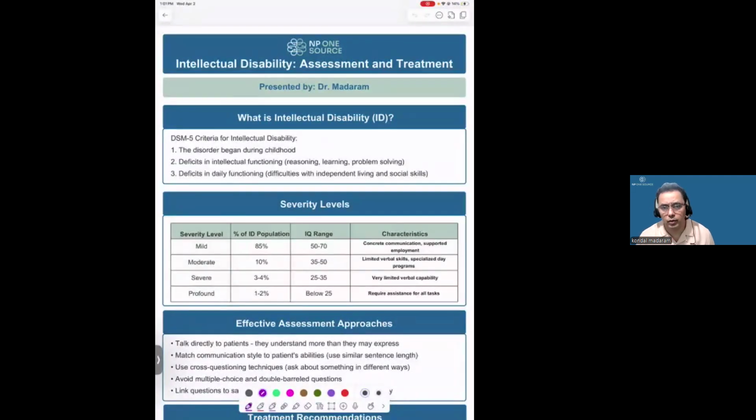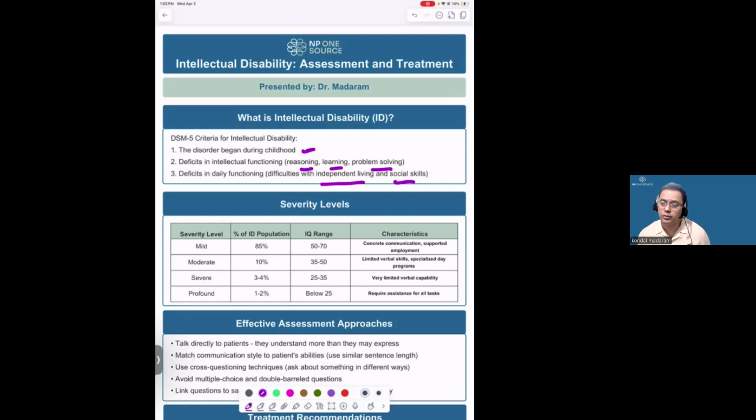Today, we are going to talk about intellectual disability. When you're evaluating a child or an adult patient who comes from a group home setting, you want to think about the possibility of intellectual disability if the presentation validates that. So usually it's diagnosed in childhood, and deficits in intellectual disability are reasoning, learning, and problem solving. And it also impacts the daily functioning, such as social skills and independent living.